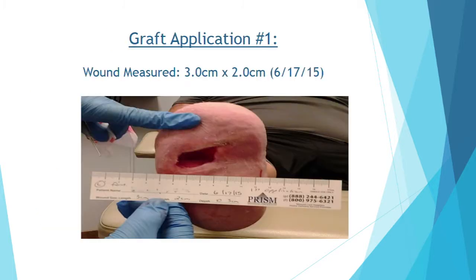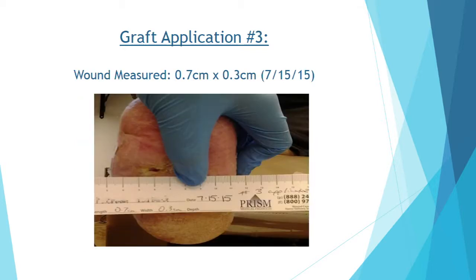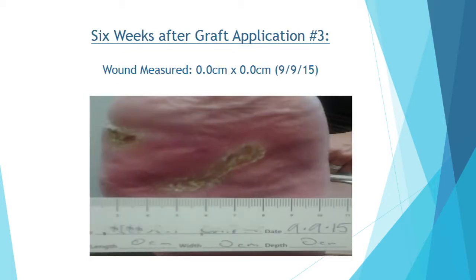So this is the initial wound, measuring 3 centimeters by 2 centimeters. 2 weeks after the graft application, 1.7 by 0.9 centimeters. 2 weeks after, 0.7 by 0.3. 1 week after that third graft application, we healed the wound. 6 weeks after, the patient remained closed.